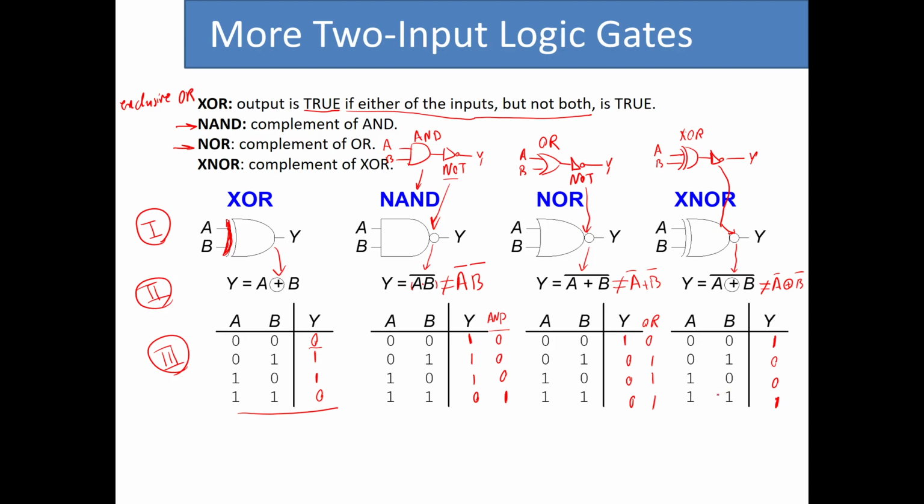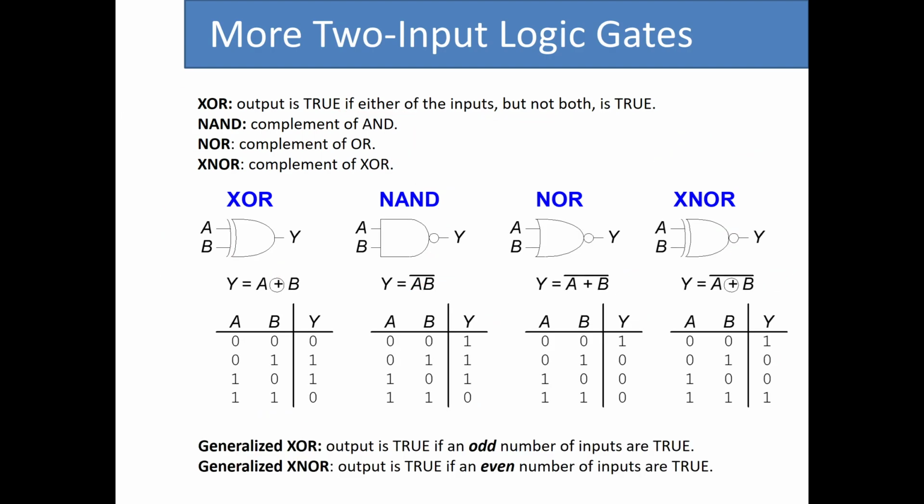So simply put, you can say a 2-input XOR is looking for the inputs to be different. If the inputs are different, the output is going to be 1. On the other hand, the 2-input XNOR gate is looking for the inputs to be similar. If the inputs are similar, its output is 1. But if the inputs are not the same, the output is going to be 0. Now that we have this, we can generalize the definition for XOR and XNOR.